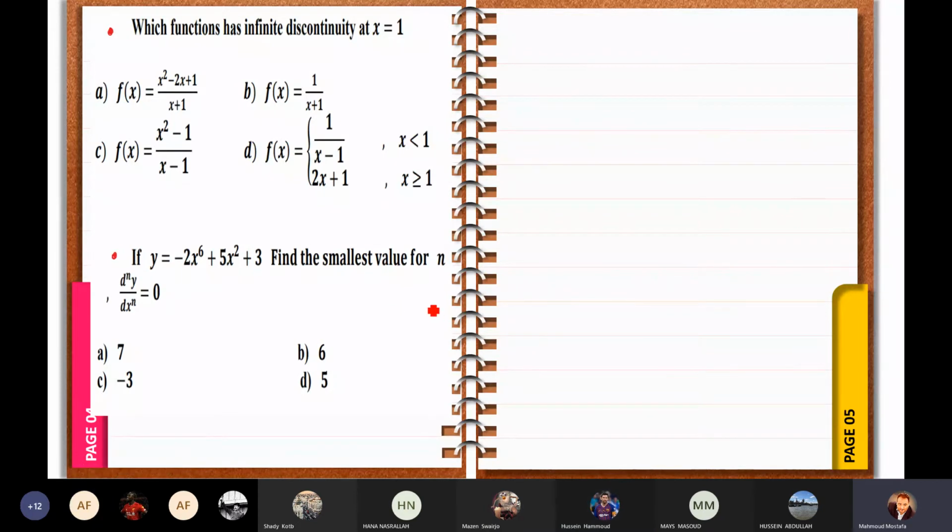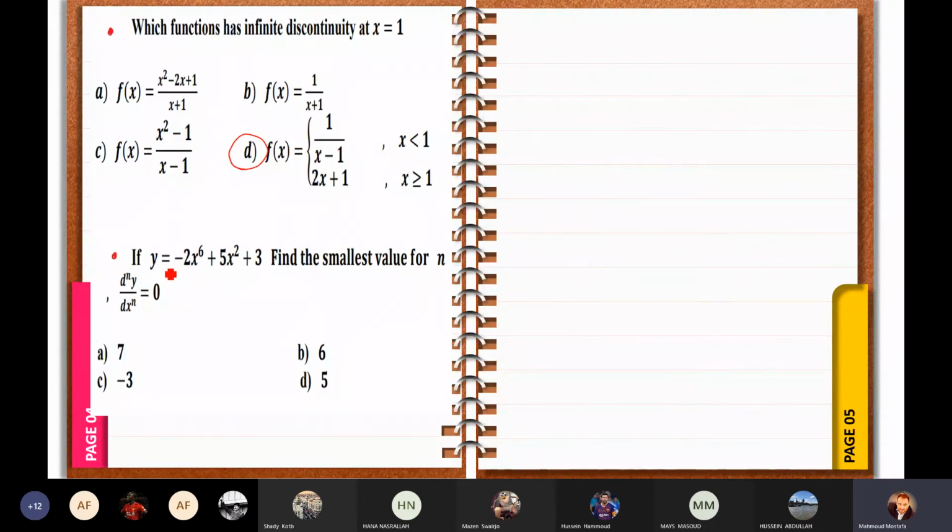D. D, yes. From left, it is 1 over 0, or it will be infinity. From right, it will be 2 plus 1, 3. Okay. So it's D.